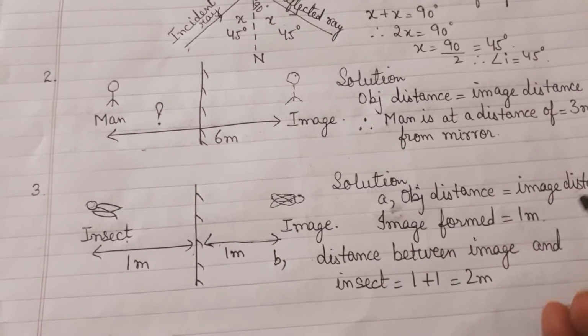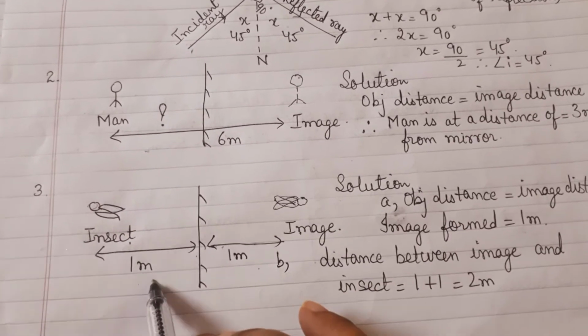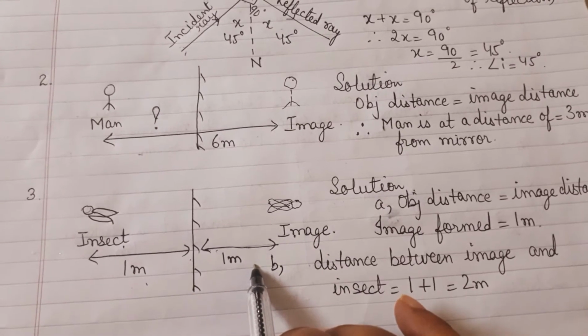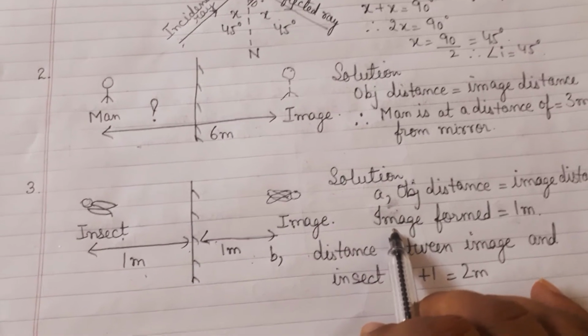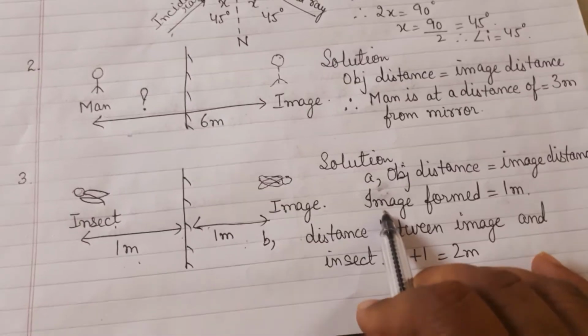Naturally, again the concept is that object distance is equal to image distance. So if the insect is at a distance of 1 meter from the mirror, the image will also be formed at the same distance. So therefore, the image formed will be at a distance of 1 meter from the mirror. Okay. Now what about part B?